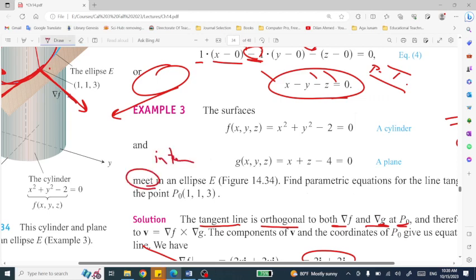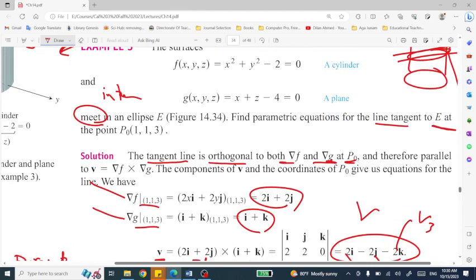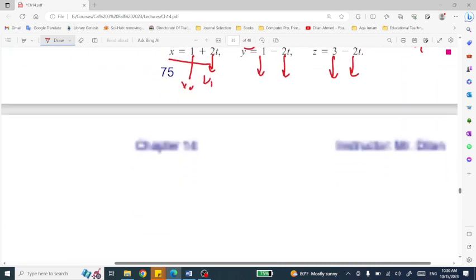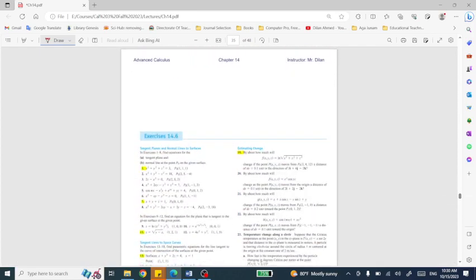They intersect in an ellipse. So find what? Find the parametric equation of the line tangent to E. So how do we get the line? Normal, grad, then cross them, then you will get it. Any question?